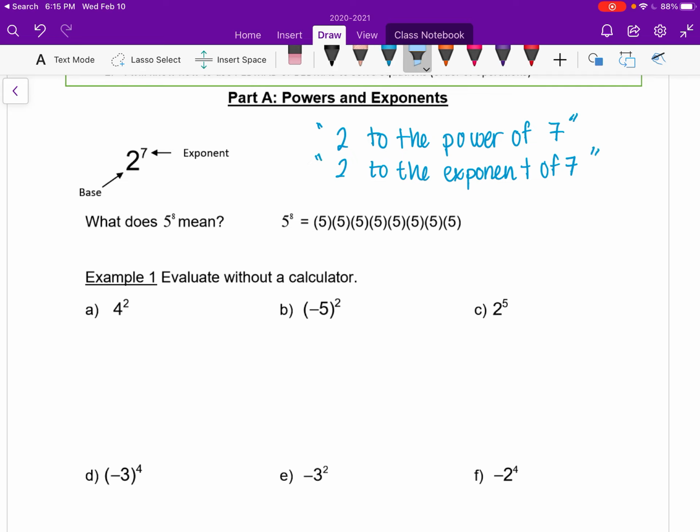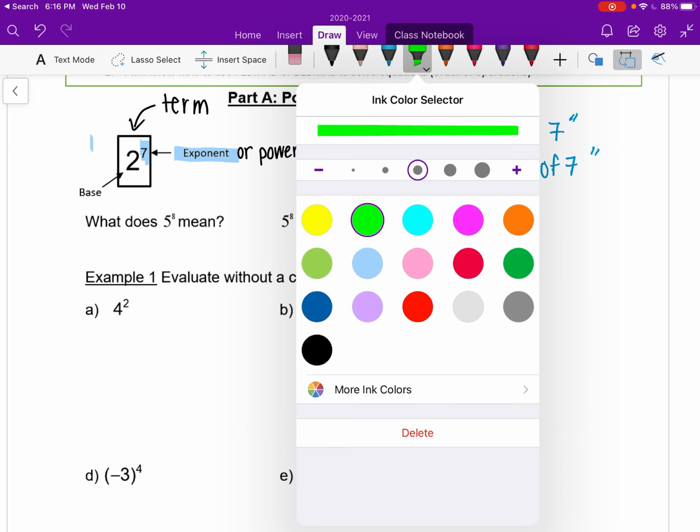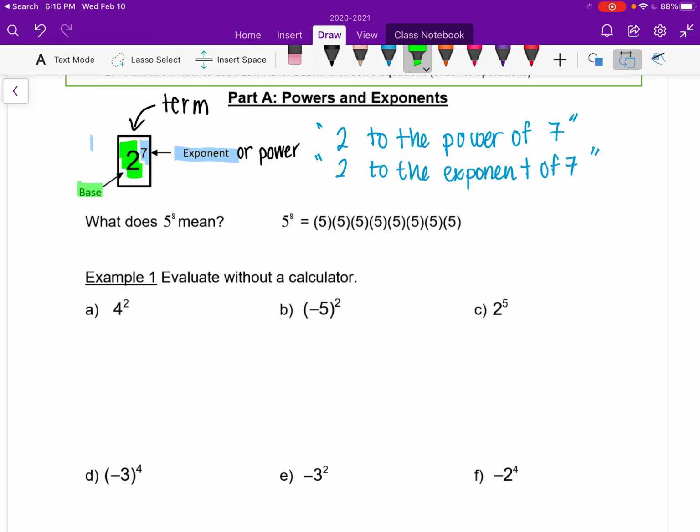Right, and in this situation, I'm just going to put a box around the entire thing. This entire thing is the term, right? Our little 7 up here is the exponent or power, right? And then in green over here is our base. So the 2 is the base.